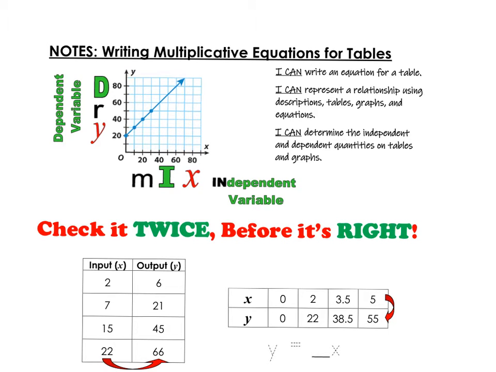Right, so today we're going to be writing multiplicative equations from tables. So remember from yesterday, we have our dry mix. And remember, our dependent variable is our y's, and our independent variables are our x, okay? So remember, multiplicative relationships show a multiplying relationship here, okay?